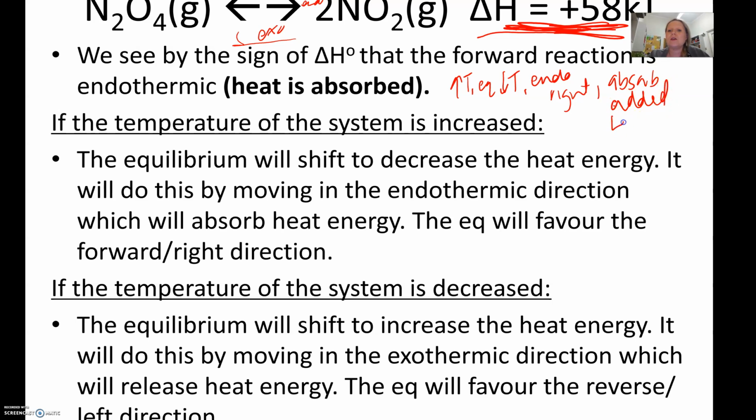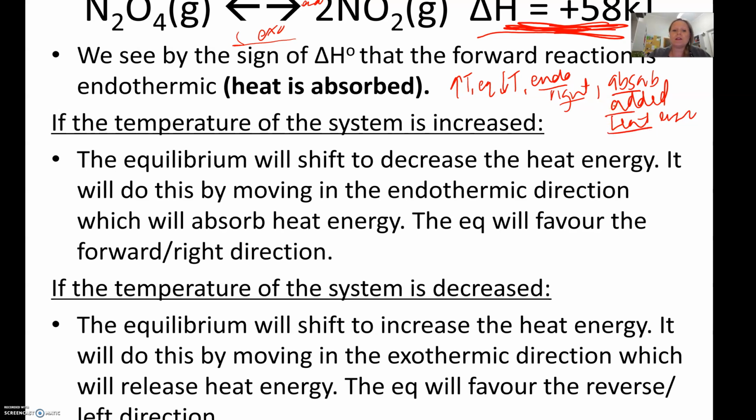Okay, so just go through that one more time. If the temperature's increased, the equilibrium will shift to do the direct opposite, so it'll shift to decrease the temperature. It'll do this by moving in the endothermic direction, which happens to be the right hand side, because the endothermic direction will absorb the added heat energy.